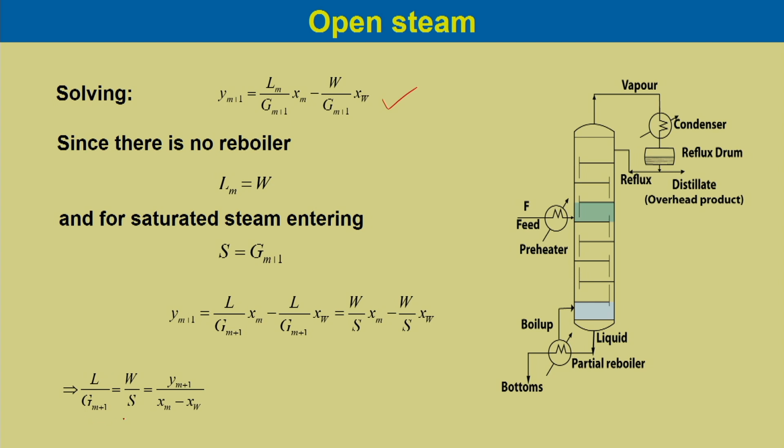Lm by Gm plus 1, which is W by S, equals Ym plus 1 by Xm minus Xw. So, this Lm by Gm plus 1, or W by S, or Ym plus 1 by Xm minus Xw, is the slope of the operating line in the stripping section.